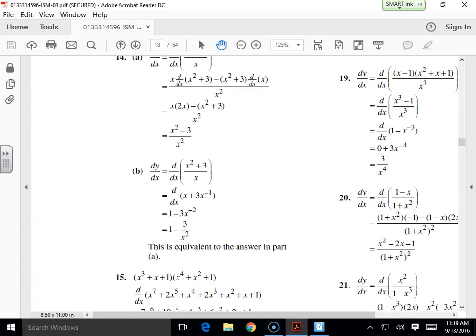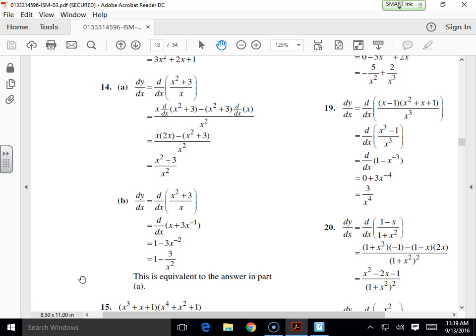14a. x squared minus 3 over x squared, or another variation could be 1 minus 3 over x squared. Both of those are correct. Wait, isn't that what B is? Oh, it's just another way of writing it. I asked you to solve it one way and then solve it another way. Okay, so both of them are true. The next one is 16.